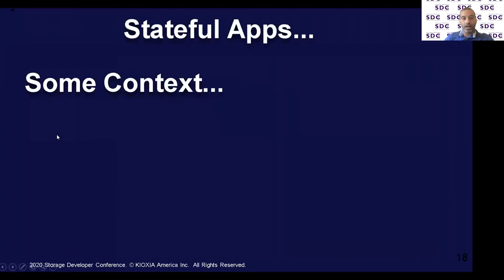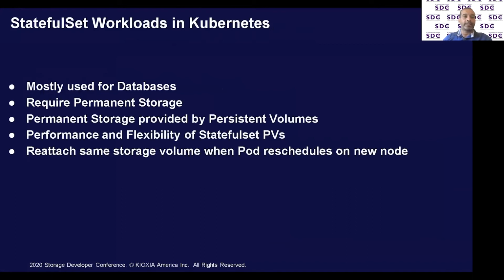All right, so now let's put those things in context. Stateful workloads in Kubernetes are mostly used for databases. I'll show you some examples of those databases. They require permanent storage. We already talked about this. So in Kubernetes, permanent storage is provided through persistent volumes. Kubernetes has an object called persistent volume. That's how permanent storage comes to the containers or the pods in Kubernetes.